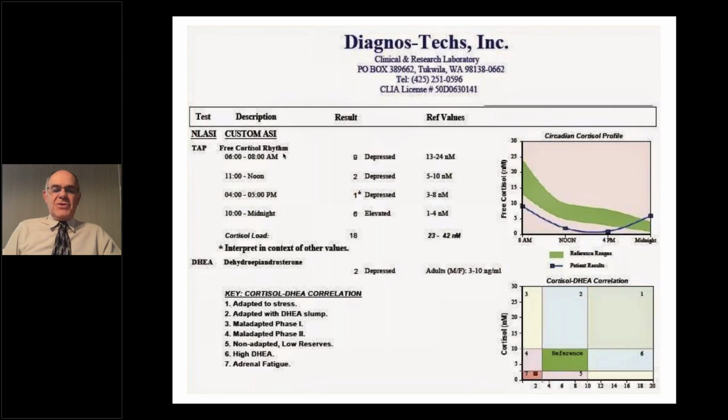In addition to that, you see the bottom part of that graph, DHEA, and it's way down in the bottom left corner, in that little number 7 square. And if you look over at the key, number 7 means this person is in adrenal fatigue. So we get that information simply by collecting 4 different saliva samples taken in the morning, around noon, late afternoon, and then at bedtime.